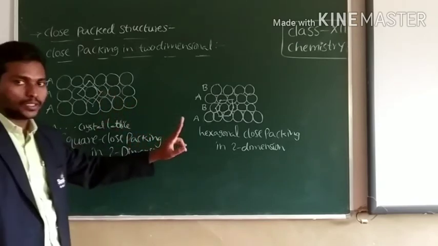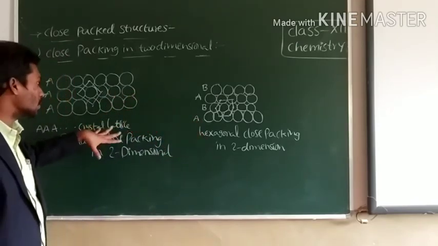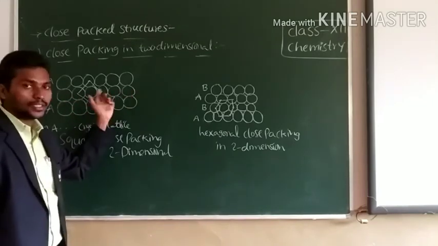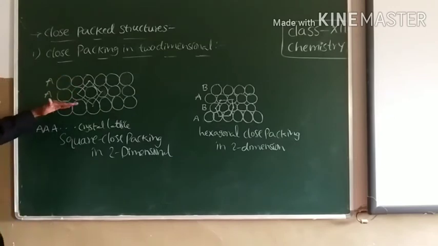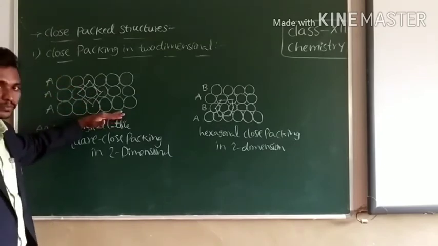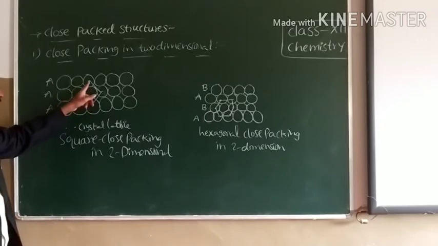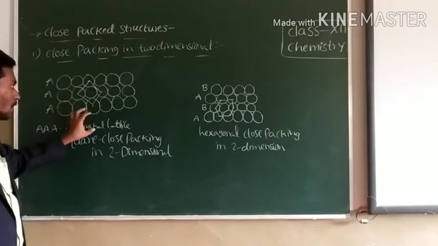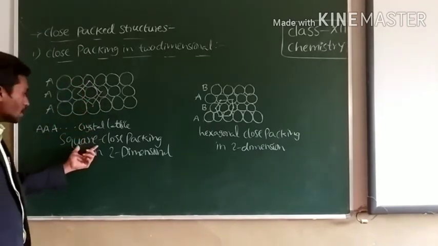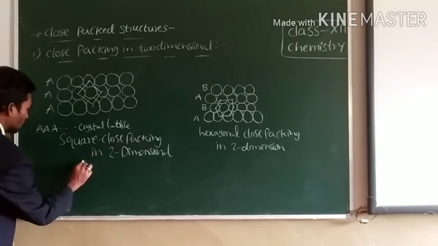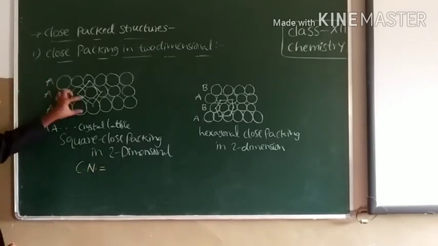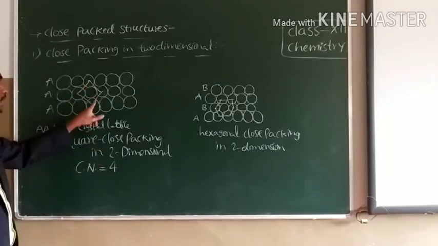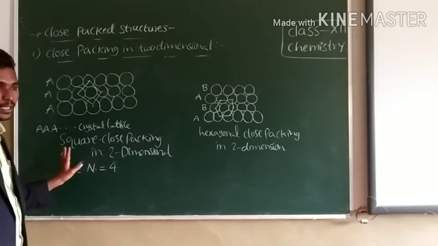So this is the way we get close packing in 2 dimensions. There are 2 possibilities while arranging atoms in 2 dimensions. In one way, the atoms present in the second layer are exactly placed above the first layer. Then an atom is surrounded by 4 nearest neighboring atoms. So what is the coordination number here? The coordination number in square close packing is 4. CN means coordination number, children. The coordination number is 4 here, because an atom is surrounded by 4 nearest neighboring atoms.